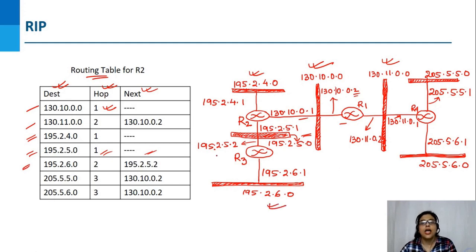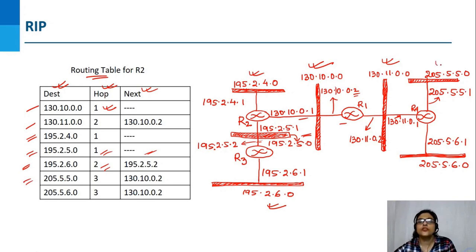195.2.6.0 is here, and the router R2 can go to this network via two links, and the next link address will be 195.2.5.2 because this is the interface through which it can move.